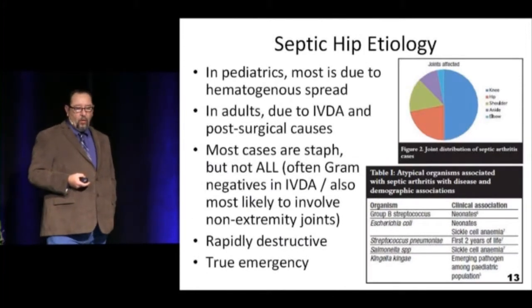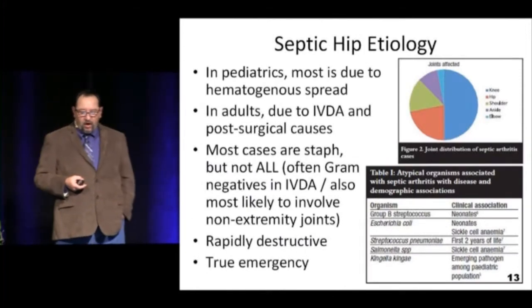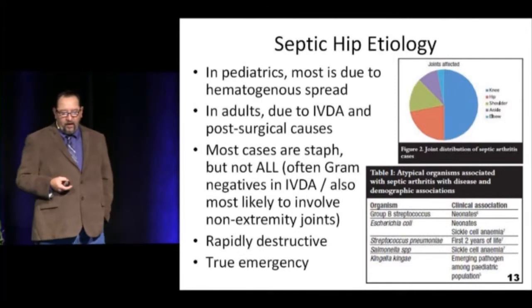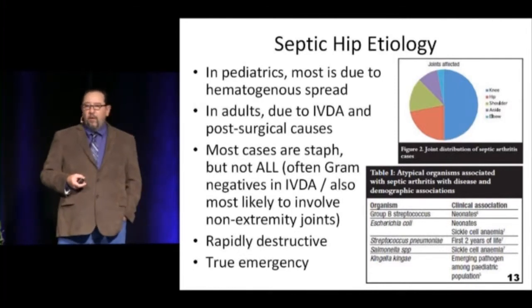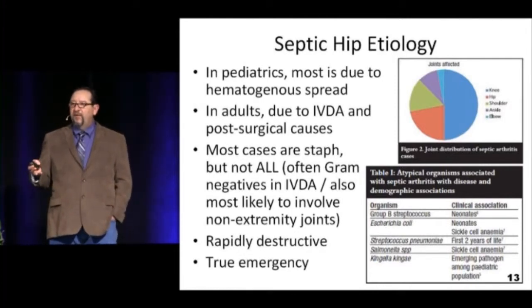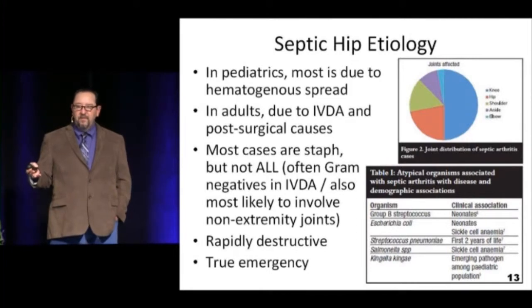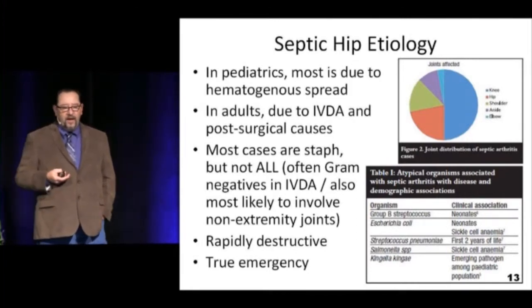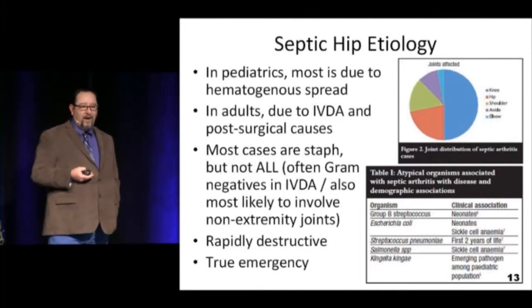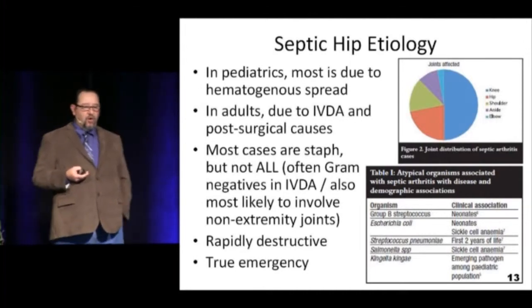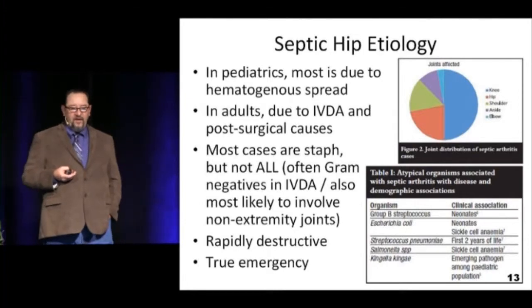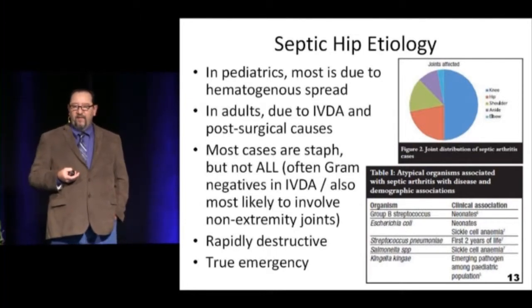All right, what are the organisms? And this is the typical pie chart and the joints and things that are there. And so in peds, most of the times you have a septic hip joint, it's due to hematogenous spread. Having noted that, it's mostly staph. In adults, you got to worry about IVDA and post-surgical causes. And as I indicated, most are staph, but other things get involved depending on what the other risk factors are.